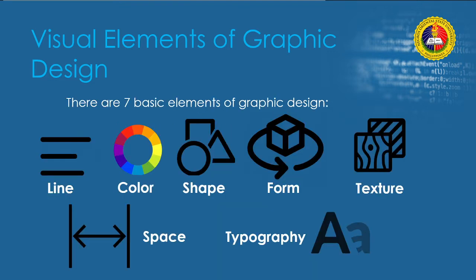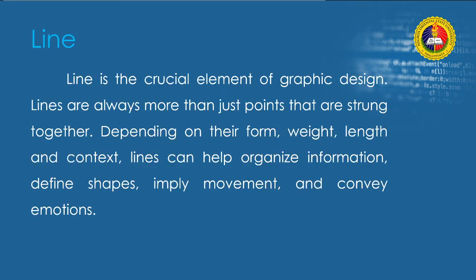So there are seven basic visual elements of graphic design. There are actually more than just these seven, but these are the basic elements of graphic design. So we have line, color, shape, form, texture, space, and typography. Okay, so these are the elements that we'll be using to create an actual graphic design. So let's start with the line.